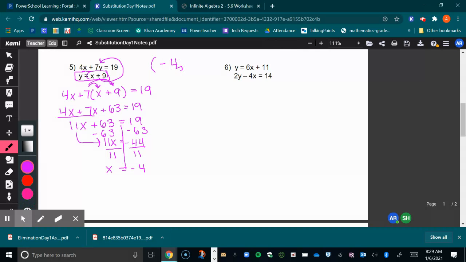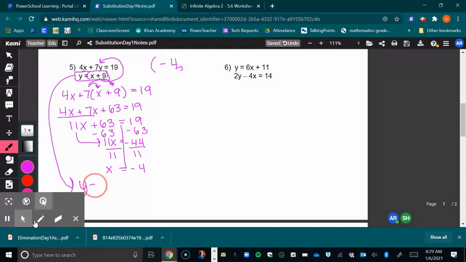And now I just have to find y. So here's my equation that I originally used, the one that's solved for the other. And I know that y equals x, which is negative 4, which we just found, plus 9. I add these, and I get 5. So that's my y.